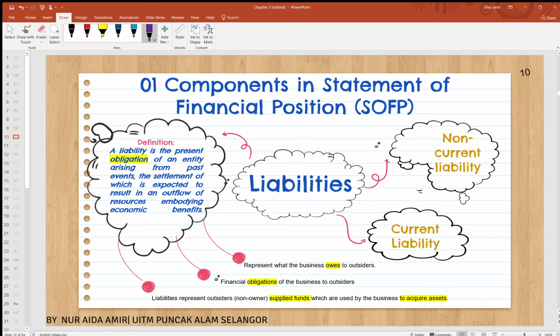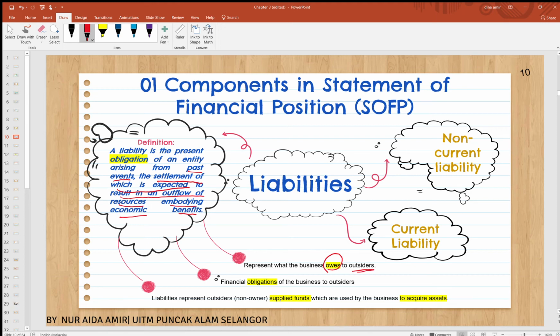So next is liabilities. Okay. Liabilities ni, okay. Liabilities is the obligation. Obligation ni di mana you punya tanggungjawab. Okay. Tanggungjawab, you punya bebanan. You punya bebanan as a entrepreneur of your entity arising from the past event, and the settlement of which is expected to result in outflow of resources, embodying economic benefits. Okay, boleh kita summarize kat sini, which is the liabilities is represents what is the business owes to outsider.